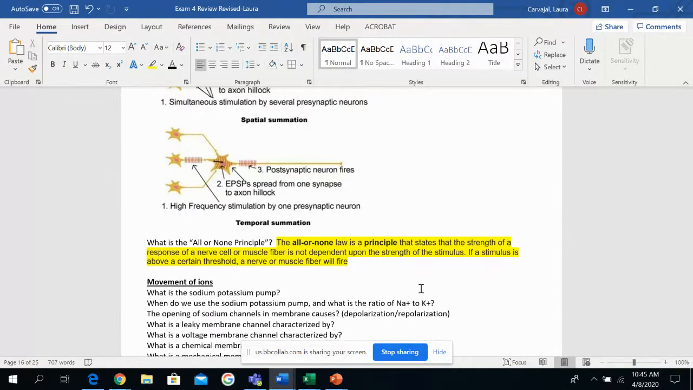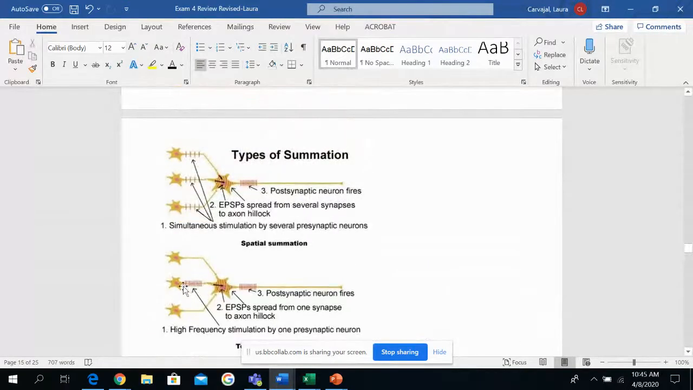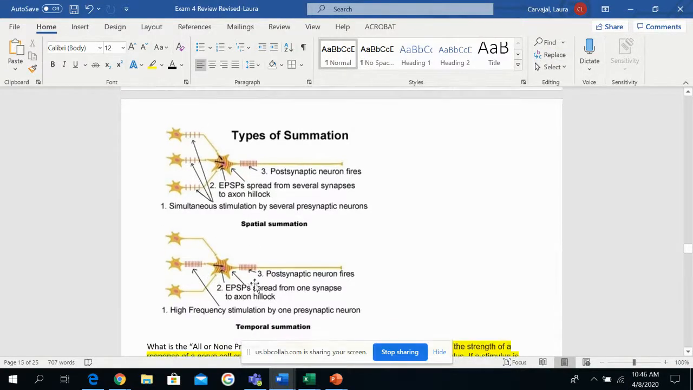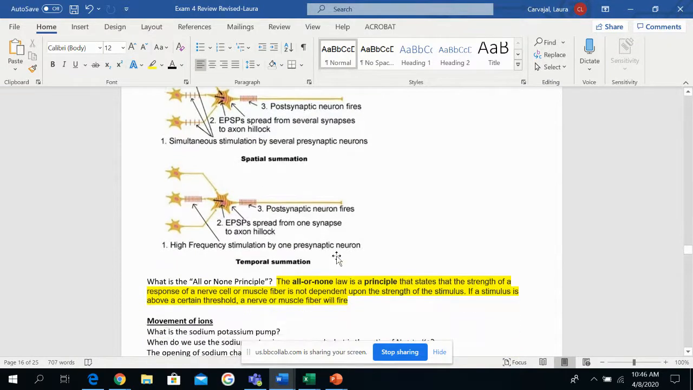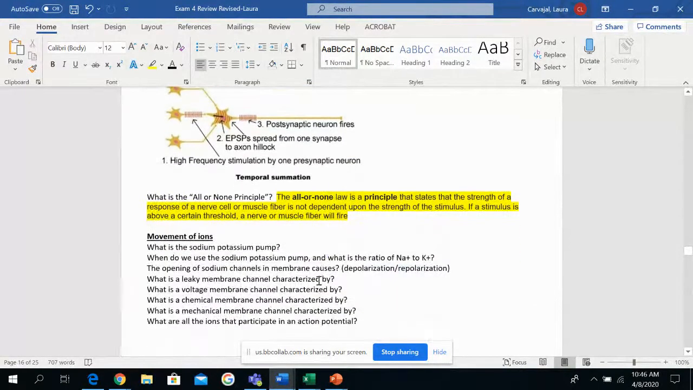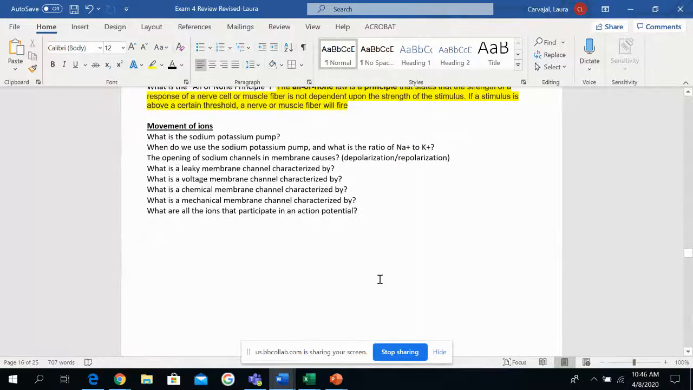Whether the action potential is a strong one, like the one that we see here, where there are 12 impulses from one single neuron, or maybe there are 4 impulses from 3 different neurons, the magnitude, once it passes that threshold, will fire at the same strength every single time. Okay, so we're done with that one.